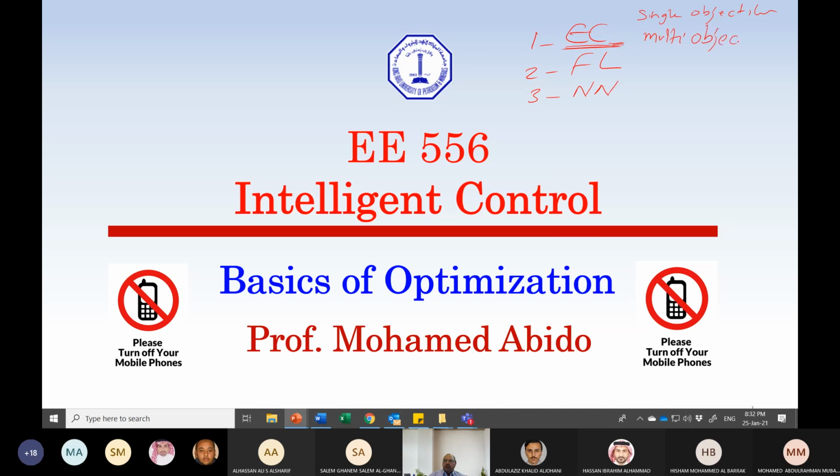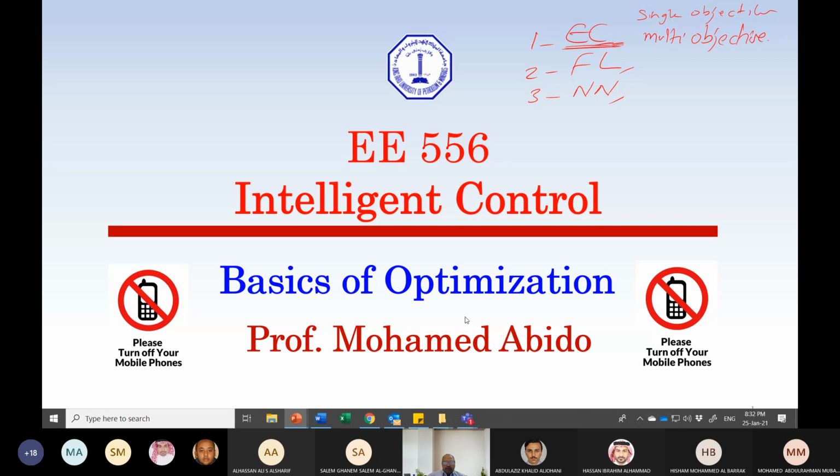Multi-objective. Probably I will delay this multi-objective later on after having this fuzzy logic and neural network. Or at that time we can decide, and we can consult you and decide whether we continue to multi-objective. Multi-objective is a little bit different than single objective, and it is a different approach completely.